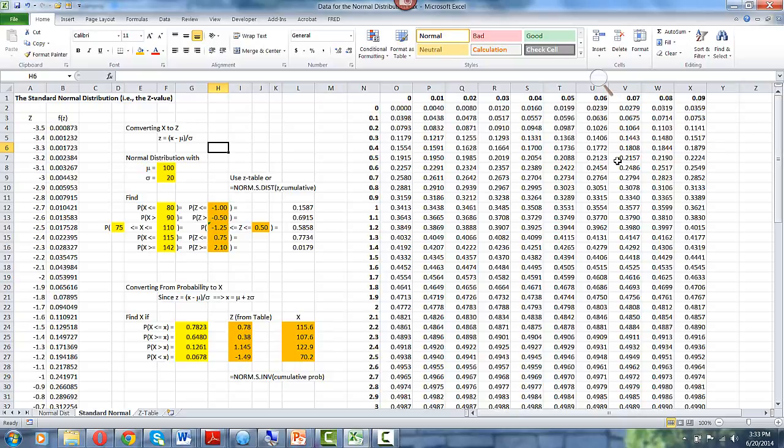And other textbooks as well. So they just want to put it on one single page and give you the upper half. So if we look up 1, we get 0.3413. Now that's the area between 0 and minus 1, or 0 and 1, but we're dealing with minus 1.